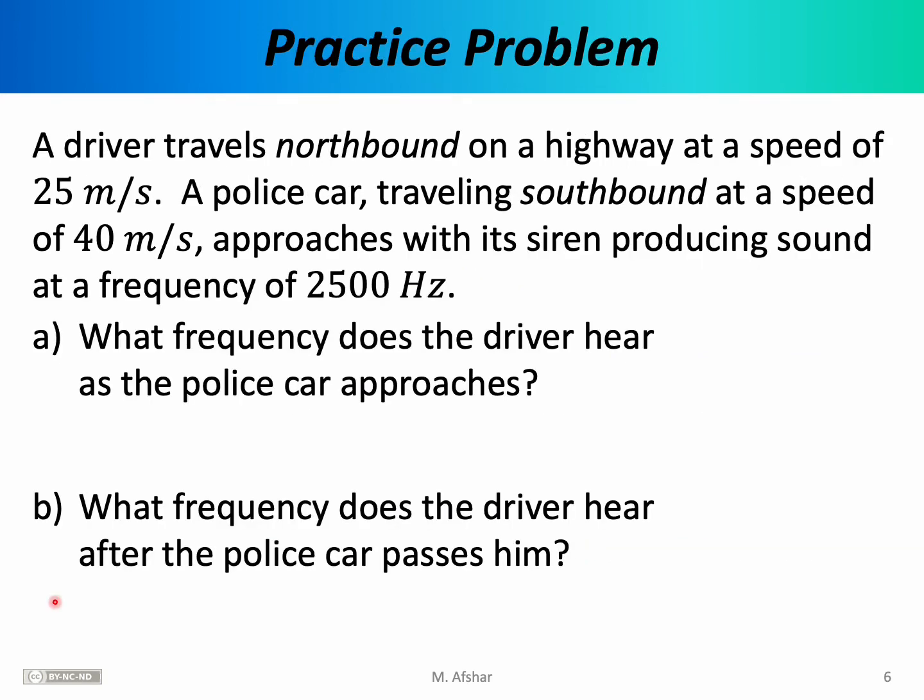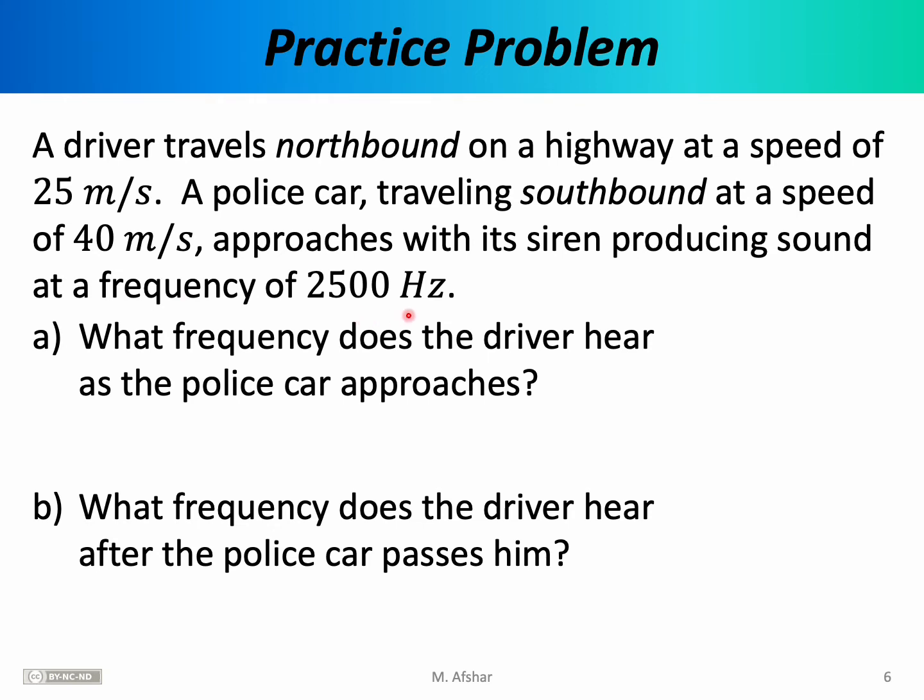I have a lot more to tell you about the Doppler effect. However, before moving on, let's make sure you're comfortable with the use of the Doppler formula by doing a practice problem. In this problem, a driver travels northbound on a highway at a speed of 25 meters per second. A police car traveling southbound at a speed of 40 meters per second approaches with its siren producing a sound at a frequency of 2,500 hertz.